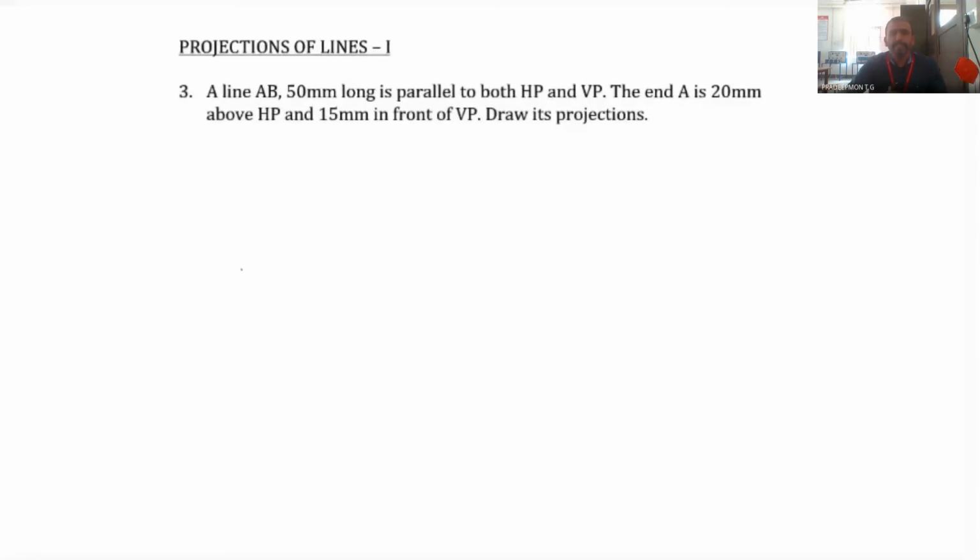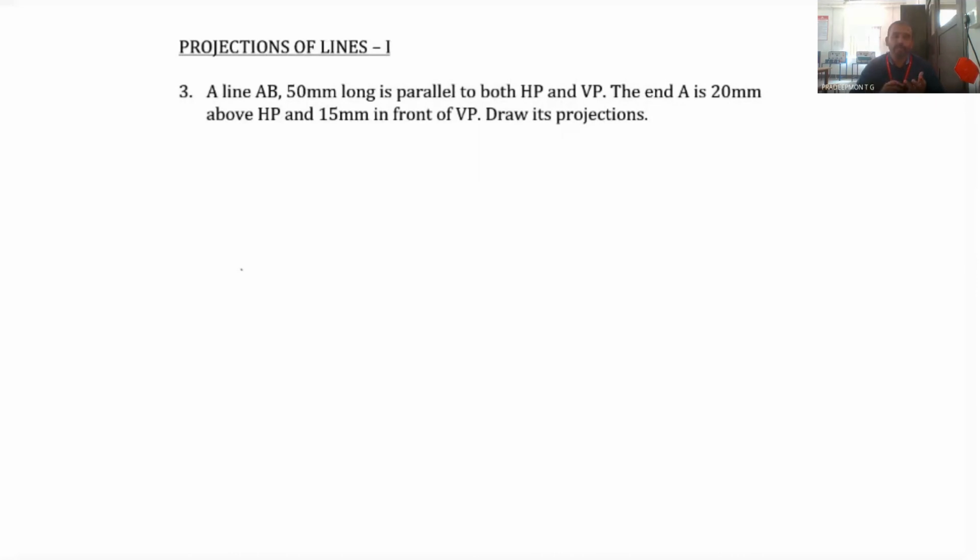And in the third case, a line AB, 50 millimeter long, is parallel to both HP and VP. In this case, the line is parallel to both HP and VP. And the end A is 20 millimeter above HP and 15 millimeter in front of VP. Draw its projections.